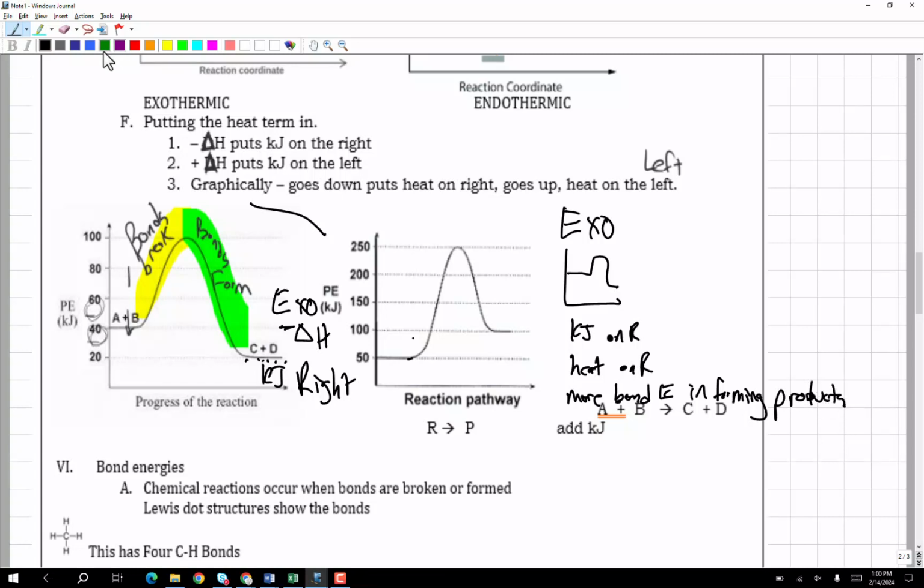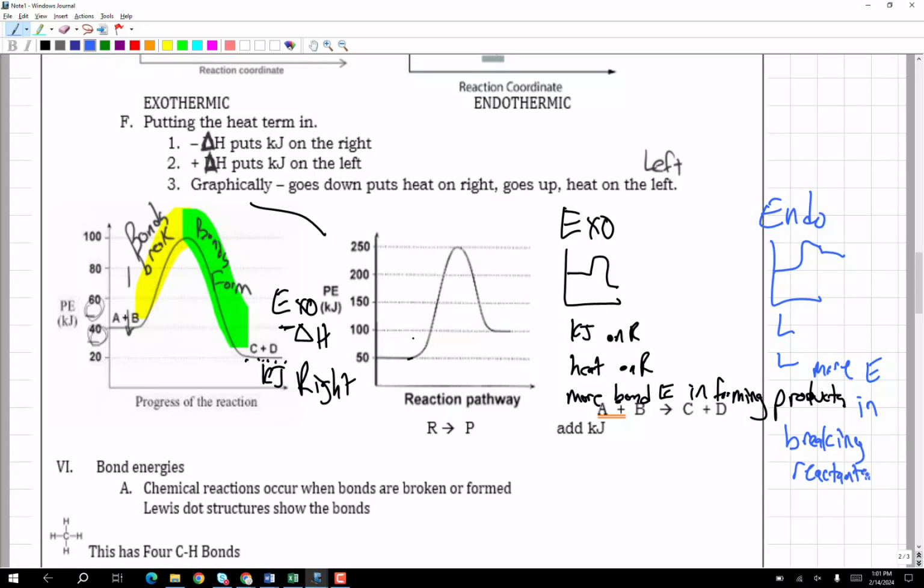Endothermic would be the opposite. The graph goes up and ends up higher. Kilojoules on the left, heat on the left, and more energy in breaking reactants.